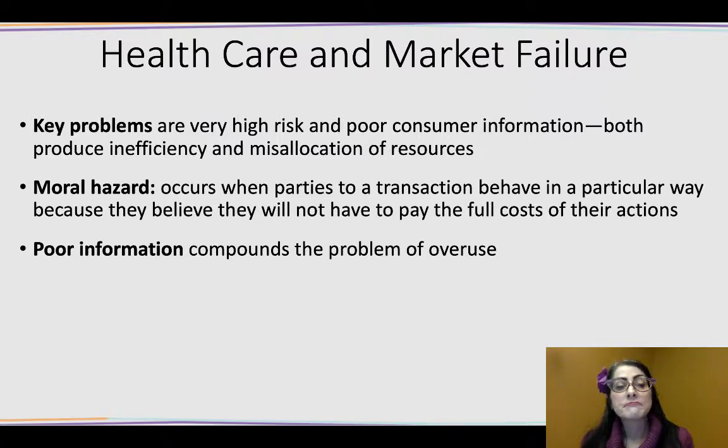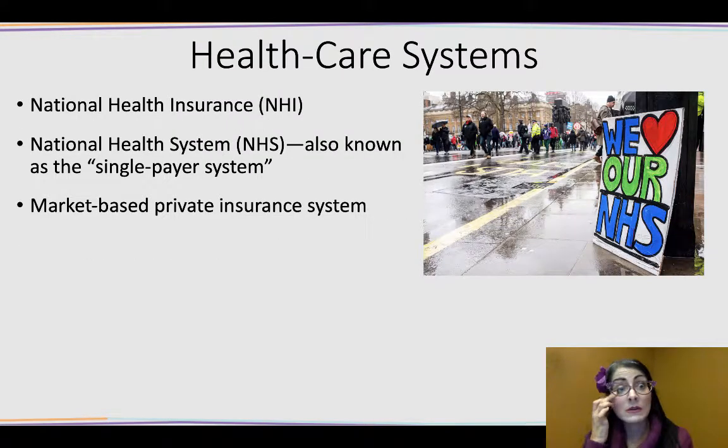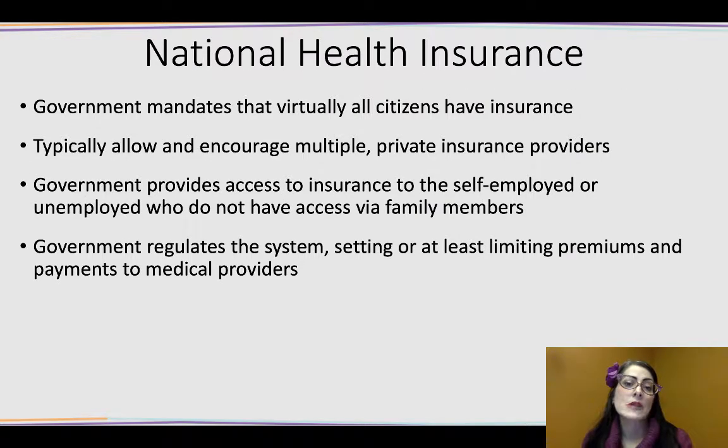So, one example is Germany's national health insurance. We also see the NHS, the National Health System, in England, also known as the single payer system. There's the market-based private insurance, which is what we have in the United States. National health insurance, this is what we see in Germany. They were the first ones in the world to actually have a national health insurance system.